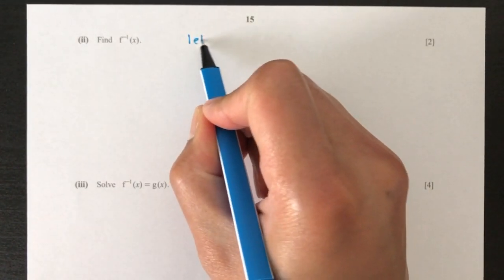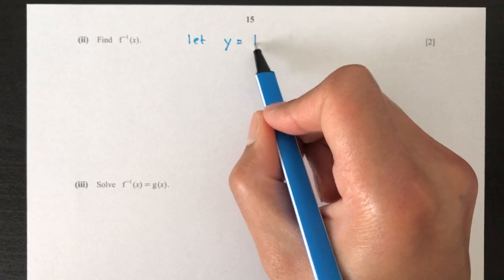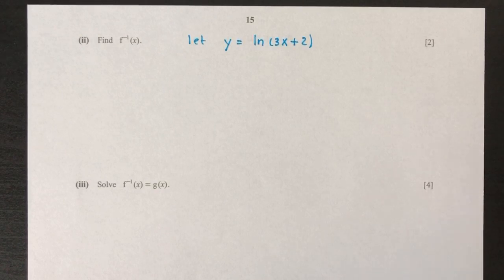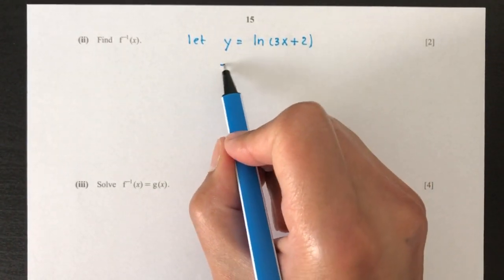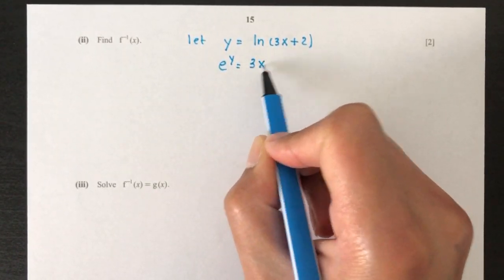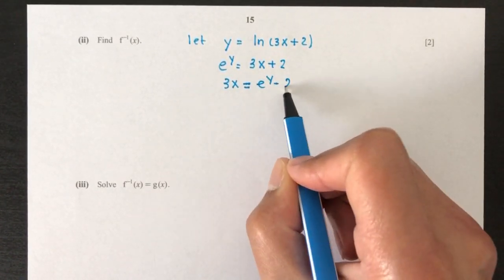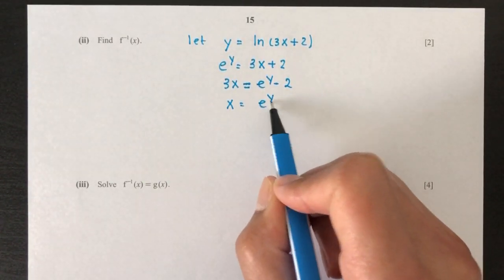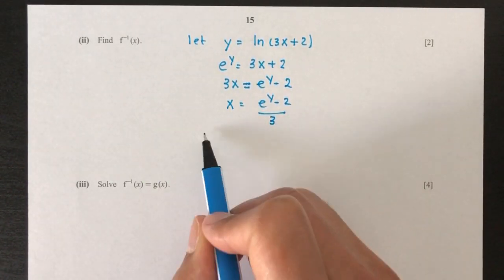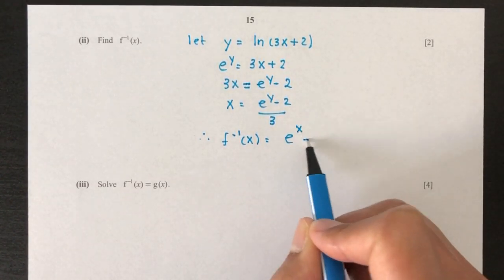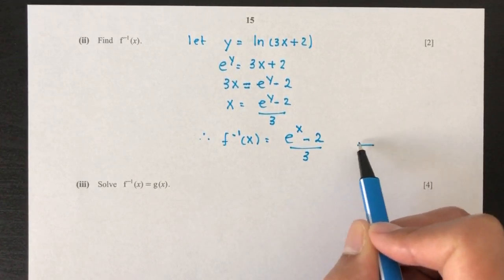Now part 2 is to find f inverse. This one is pretty straightforward. As always, we first let y equal to f of x, which is ln(3x+2). Next step, we have to move ln over here. You will get e^y equal to 3x plus 2. So 3x equal to e^y minus 2, x equal to (e^y minus 2) divided by 3. From this, f inverse of x is equal to (e^x minus 2) divided by 3.